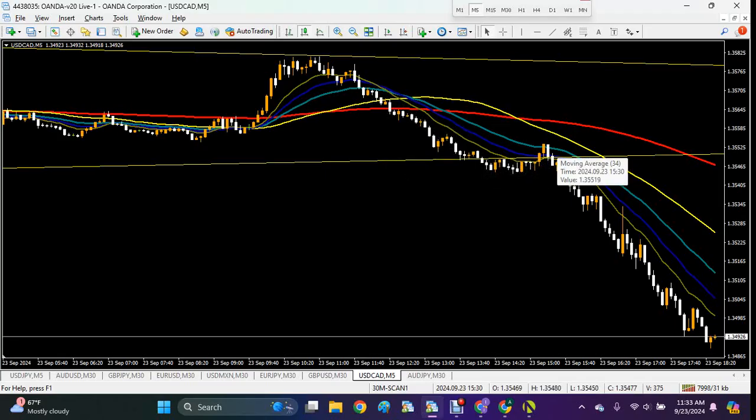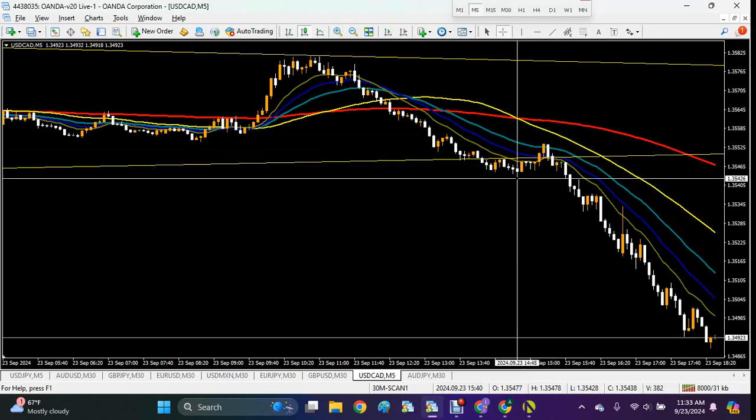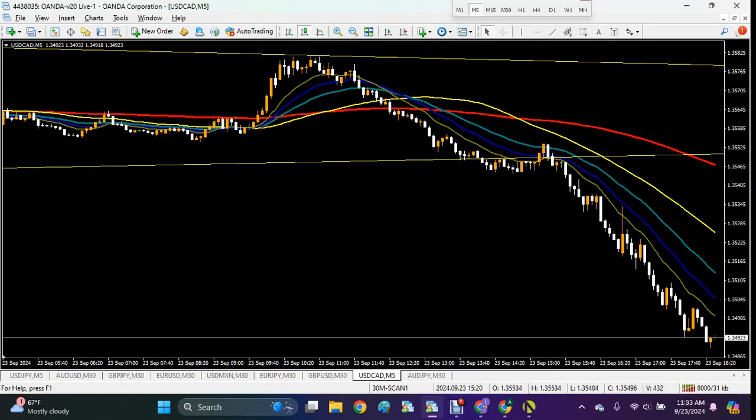Okay, look, 5-minute, right here, this right here, 5-minute blackjack. And look, it doesn't look like a clean pin or anything, but there's an outside bar, a decent outside bar, engulfing. That's as good as it gets.